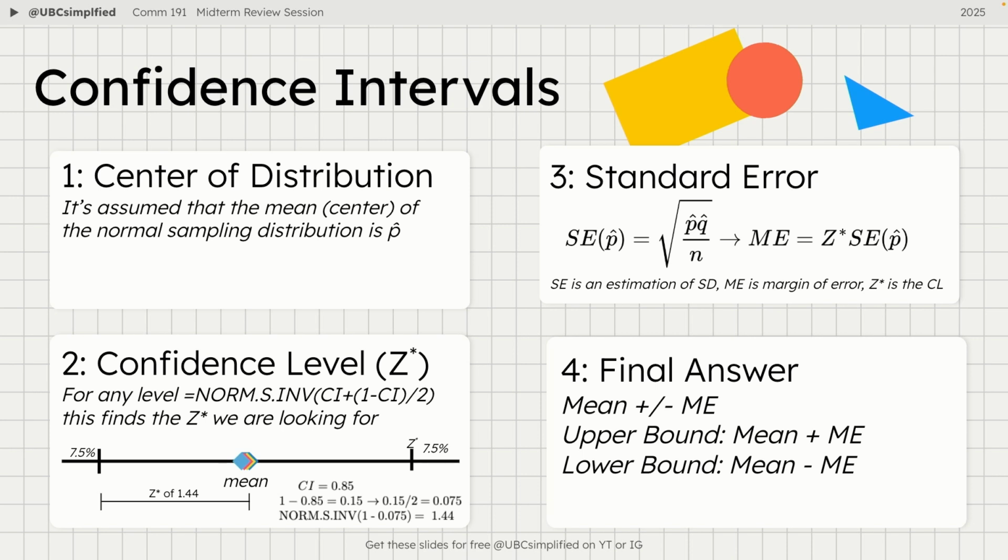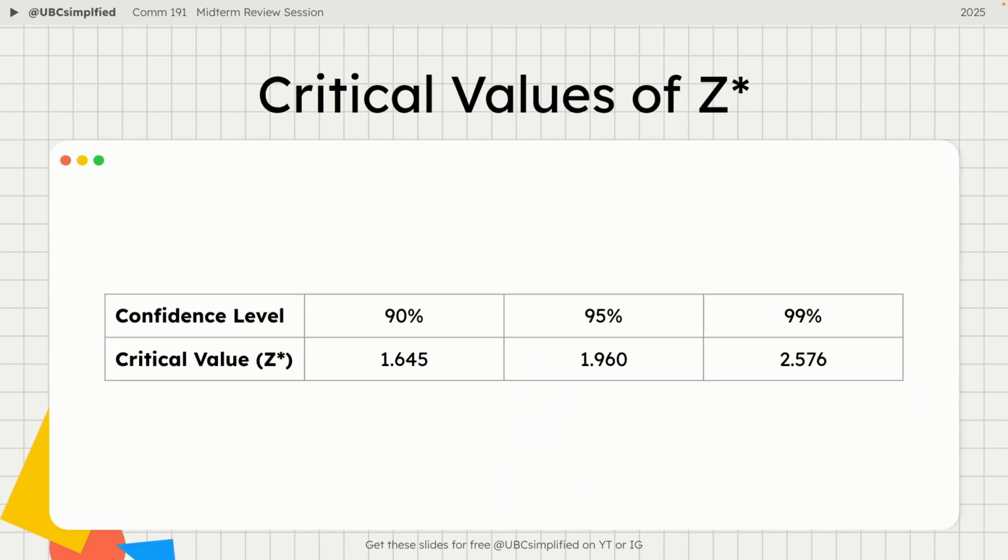Okay, and then your upper bound is just basically your highest value of your range and your lowest value range. And again, this confidence interval captures 85% of the true value of the population if we have a confidence level of 0.85. Sorry, okay, and then here's just a quick example of some critical values.